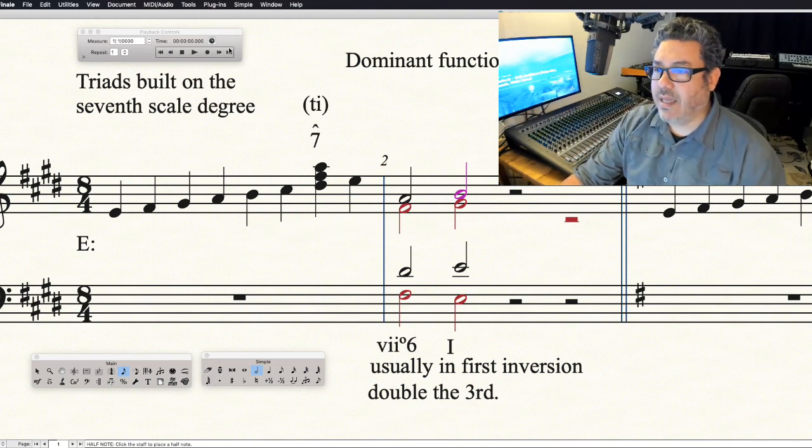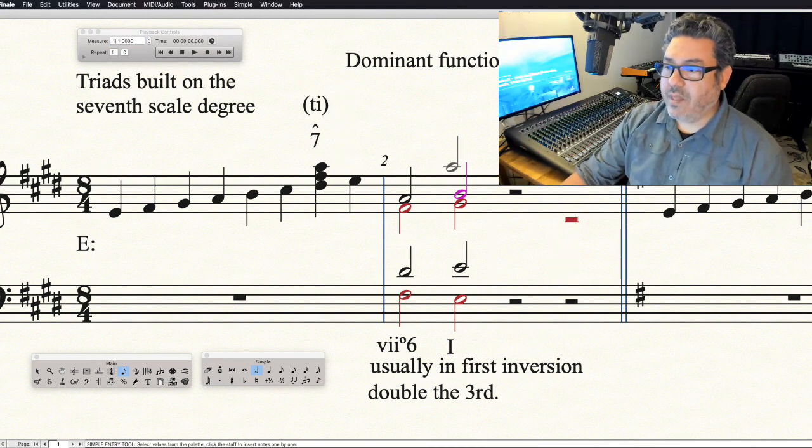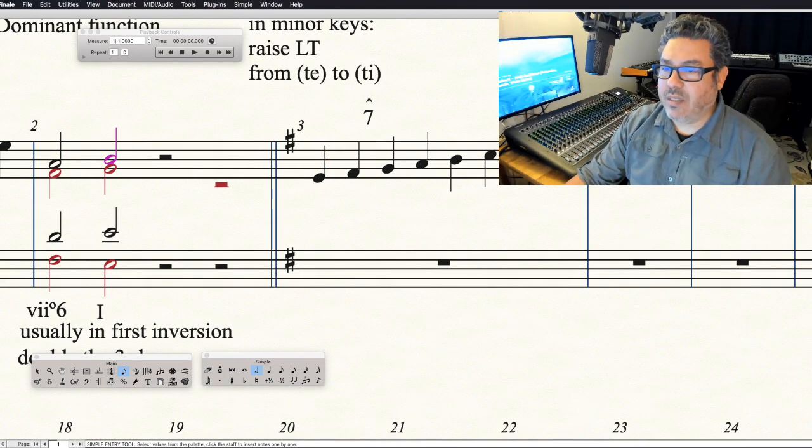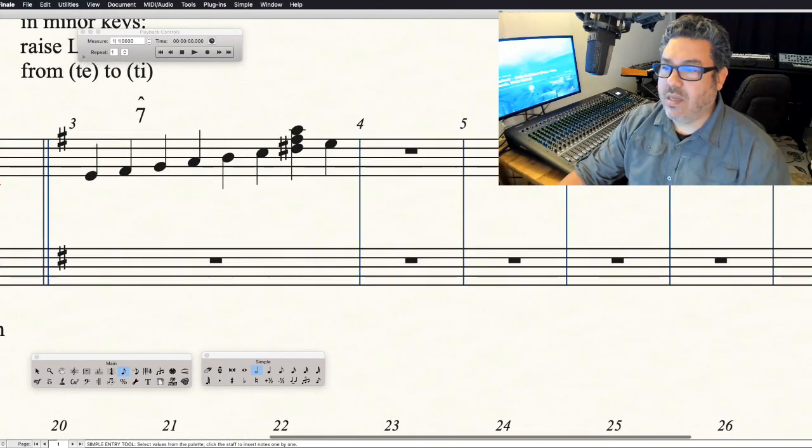Let's listen to that. Let's see what that sounds like. So measure 2, here we go. Fantastico. All right, now let's do that in minor. So that's an example in major. Let's do the same thing in minor.